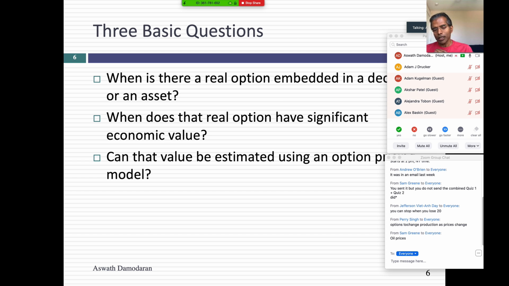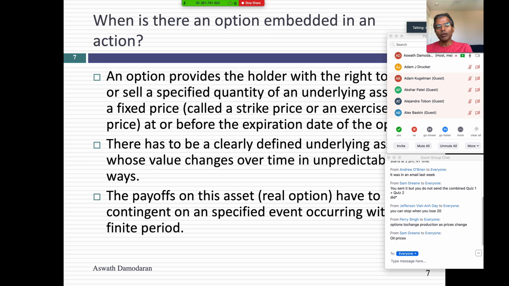Second question, a particularly critical question in real options, is when does that real option that I've identified have significant economic value? I'm going to argue that 90% of options you see out there are worthless, and I'm going to talk about why. So we're going to talk about when is there an option, and when does an option have significant economic value. And the third question I'm going to ask is when can I use an option pricing model to value that option, because that's what I'm going to try to do. So let's start with the first question.